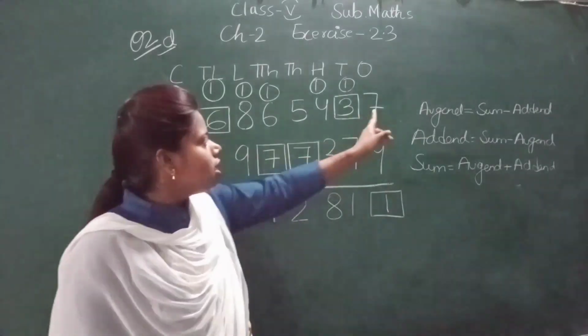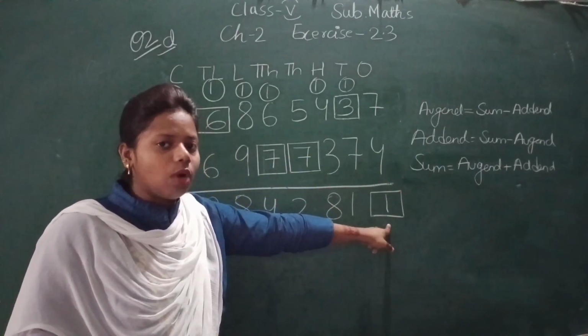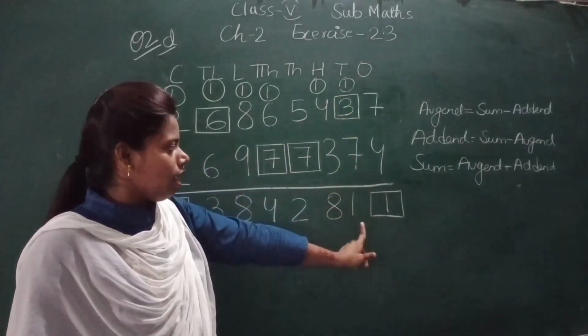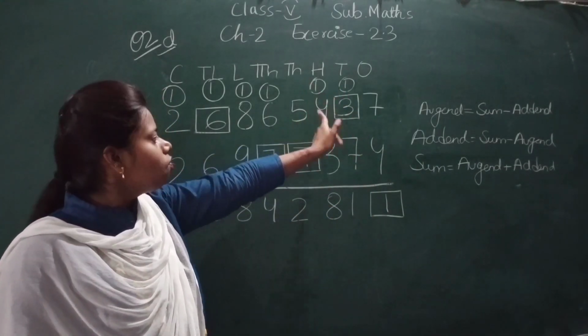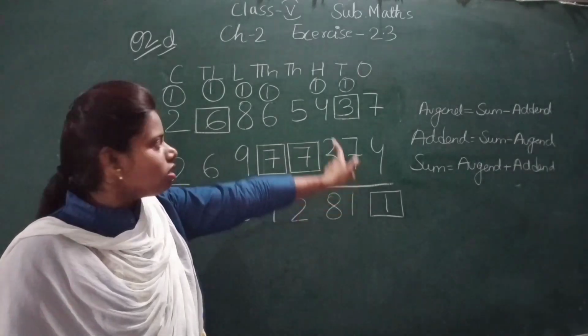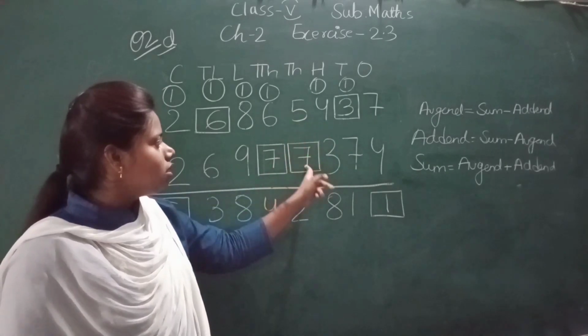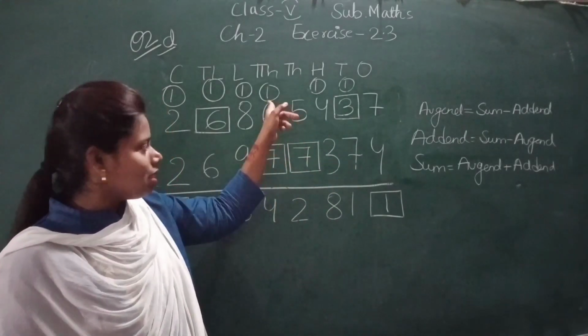So now let's check. 7 plus 4 is 11. We have written 1 here. 1 is carried over. 3 plus 7 is 10. 10 plus 1 is 11. 1 we have written here. 1 is carried over. 4 plus 3 is 7. 7 plus 1 is 8. So no need to give carry. It is 1 digit. 5 plus 7 is 12. 2. 1 is carried over.